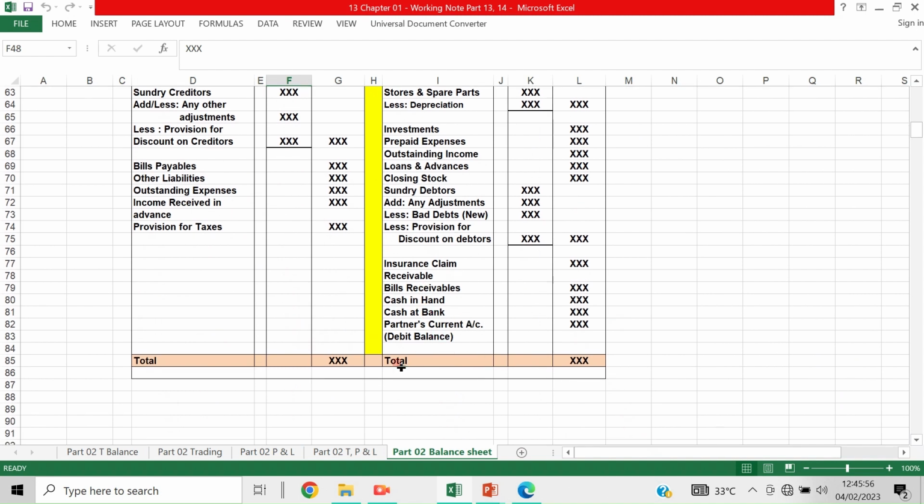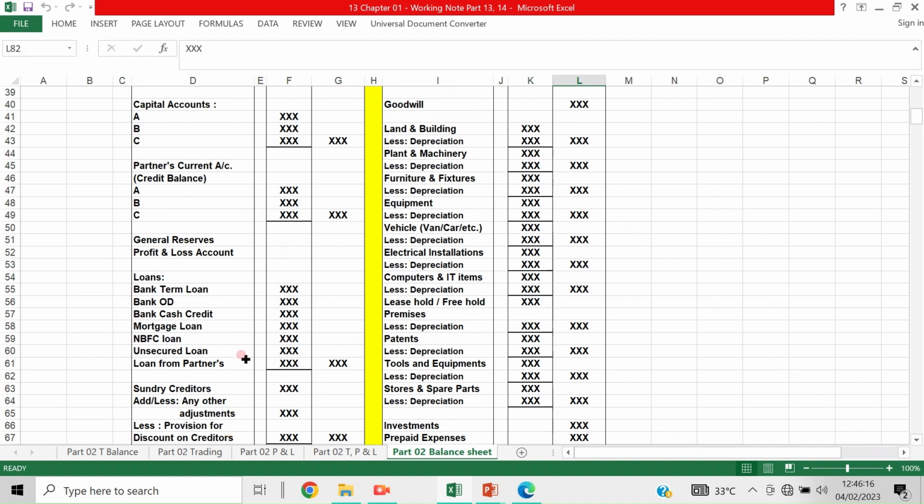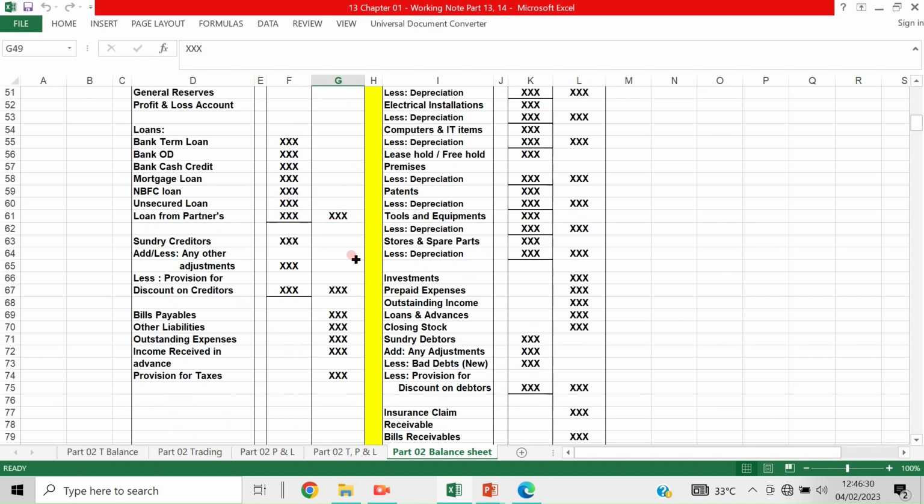Understood? So the difference, while preparing the partners current account: if the debit side is more than the credit side of the partners current account, it will be taken on the asset side of the balance sheet. That means there is a deficit. And if the credit side of the partners current account is more than the debit side, it will be taken on the liability side of the balance sheet. That means there is a surplus. Okay, that is the thing.